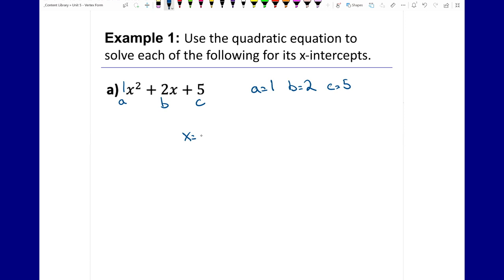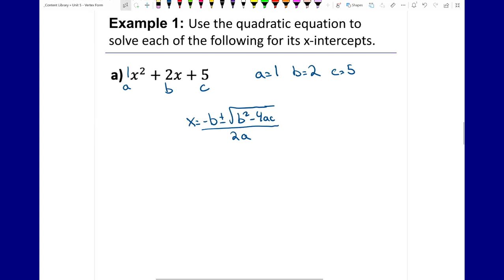So we have x is equal to negative b plus or minus the square root of b squared minus 4ac, all divided by 2a. So all I'm going to do is sub in the values that I found. So negative b becomes negative 2, plus or minus the square root of 2 squared minus 4 times 1 times 5, and this is all going to be divided by 2 times 1.